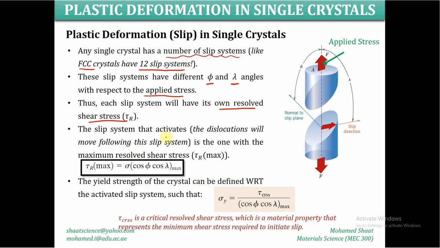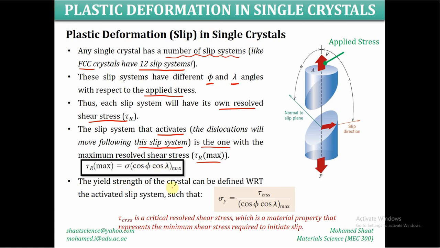So the slip system that activates, this is known as slip system activation, because we do have 12 slip systems. Which one is going to activate? To activate means that the dislocation will move following this slip system. And the one with the maximum resolved shear stress is the one that gives the angle theta, with an angle phi and an angle lambda, that gives the maximum resolved shear stress.